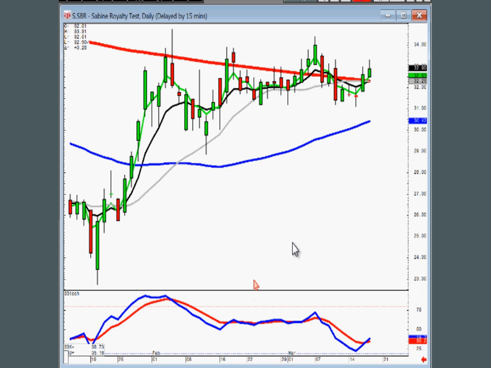Oops. All right, I should be doing this way. All right, are there any questions on candlesticks?